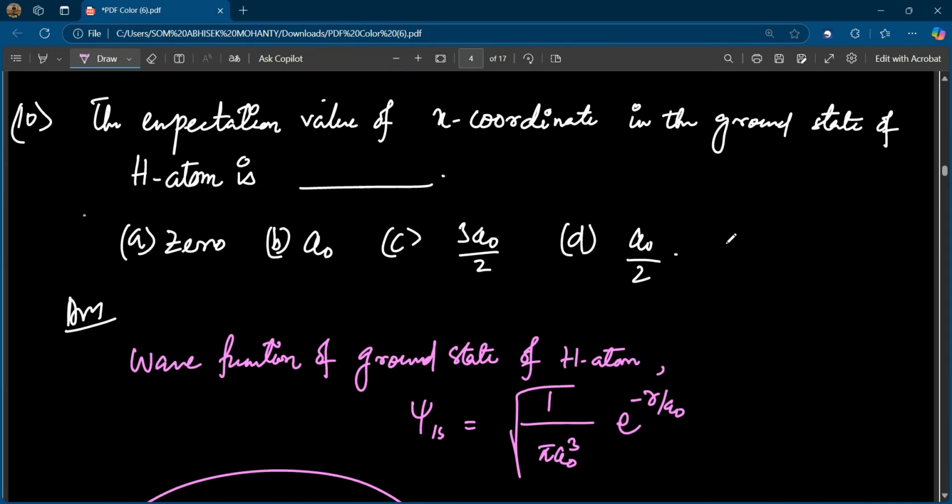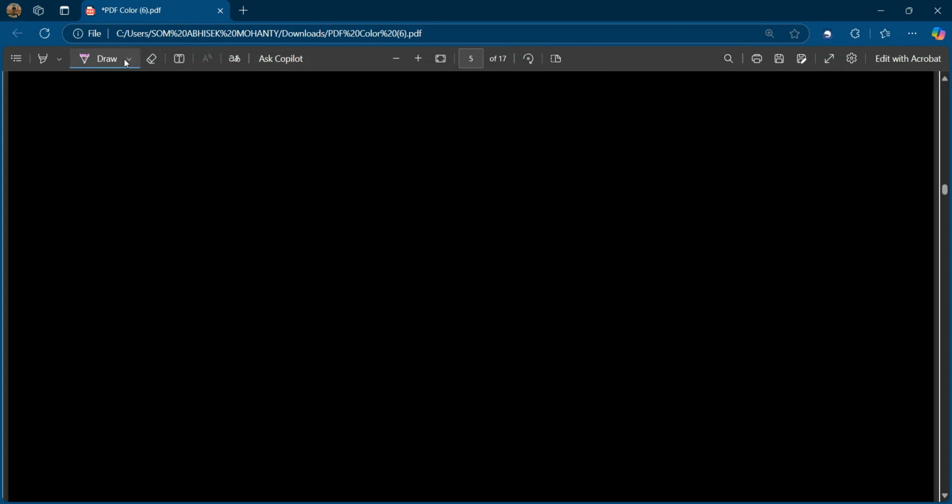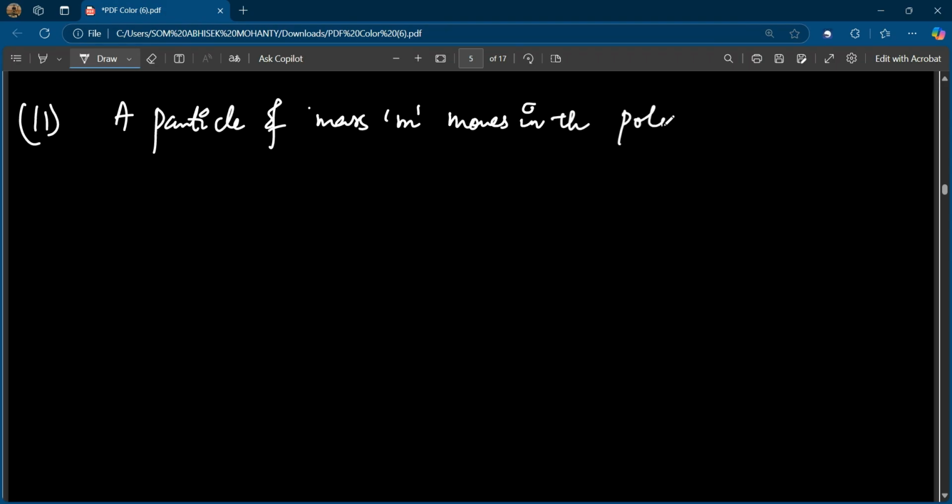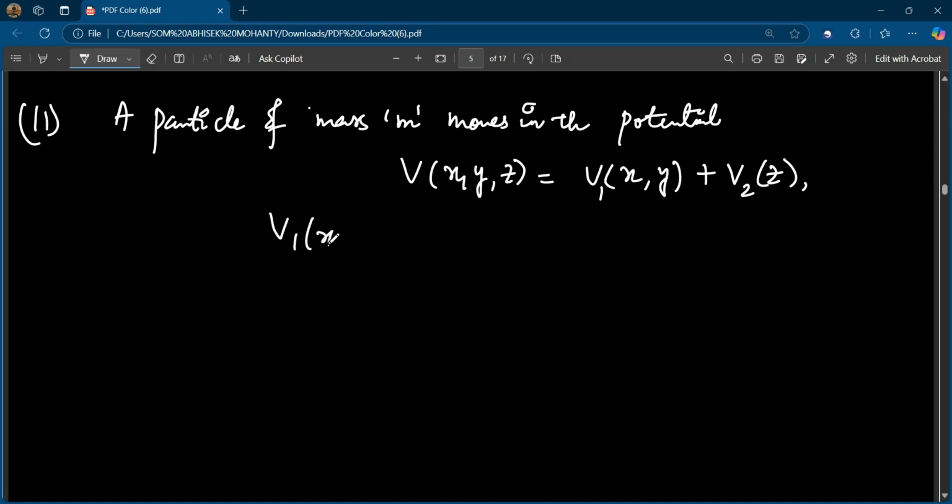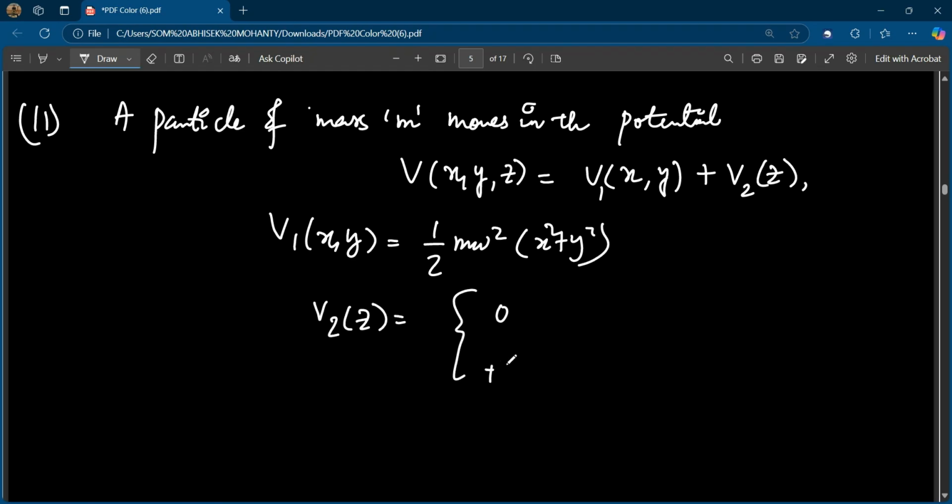Okay, one more question. Last question, question number 11. A particle of mass m moves in a potential V(x,y,z) equal to V1(x,y) plus V2(z), where V1(x,y) is equal to half m omega square times x square plus y square, and V2(z) is equal to 0 for 0 less than z less than a, and infinity elsewhere.